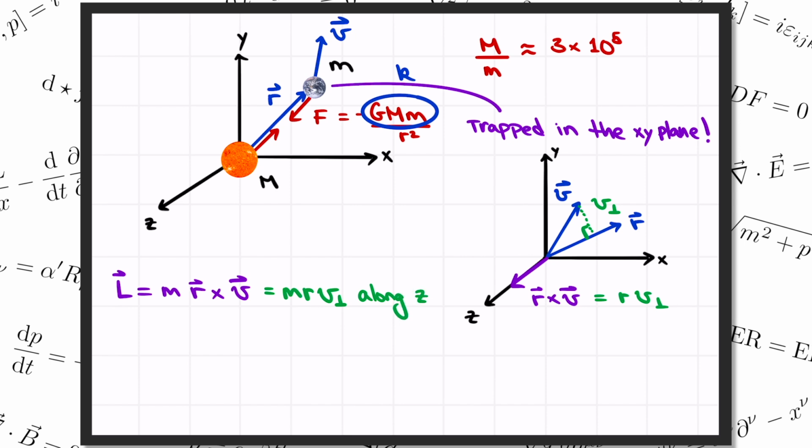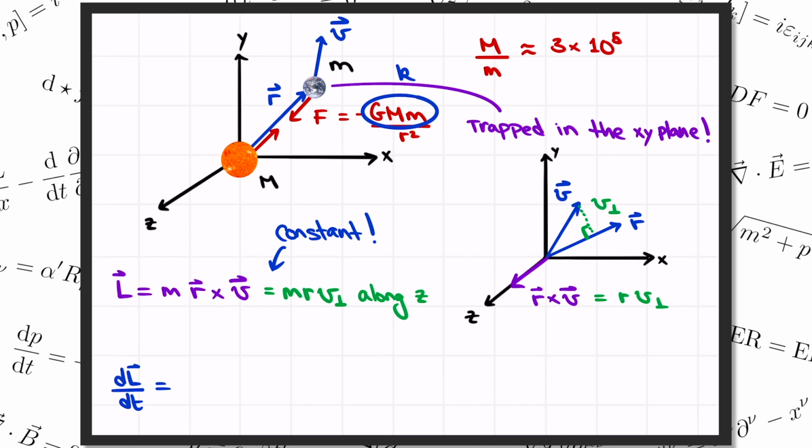Now, if you've never encountered angular momentum before, it might seem like a peculiar definition. So why is this physically useful? Well, for the moment, it's useful because it's a constant for the planet. We can check that pretty easily. Let's just take the derivative of L with respect to time.